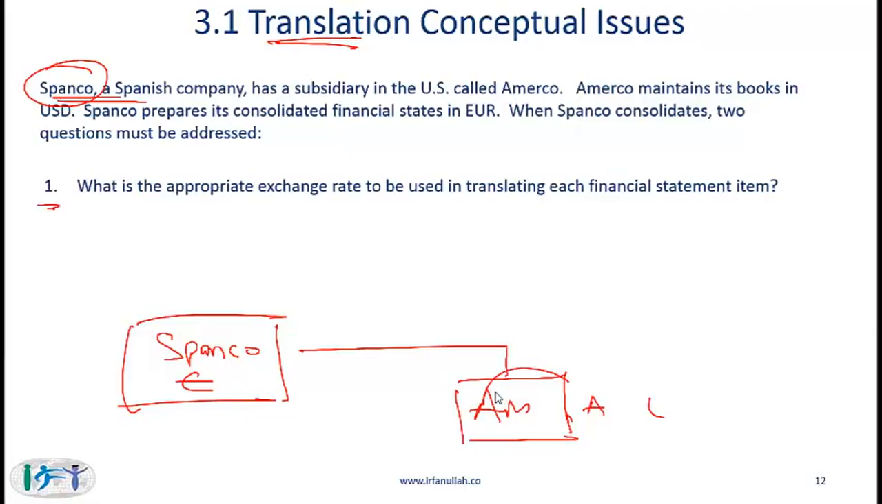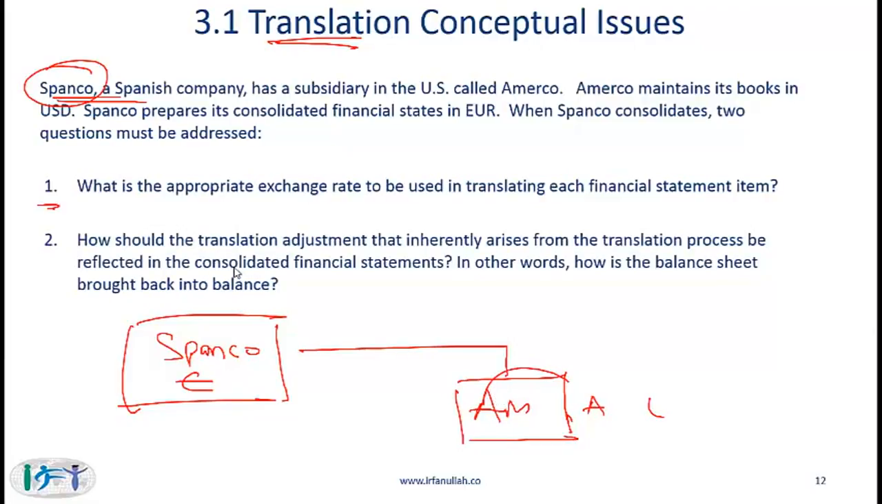The second question is, how should the translation adjustment that inherently arises from the translation process be reflected in the consolidated financial statements? In other words, how is the balance sheet brought back into balance?